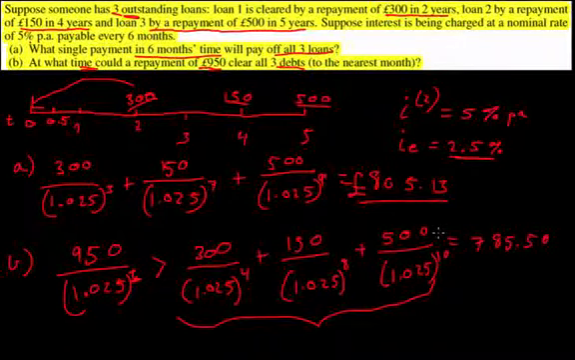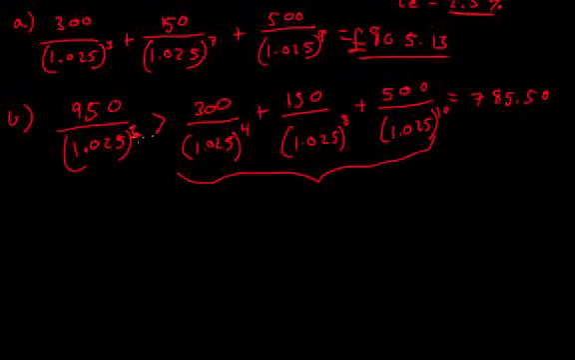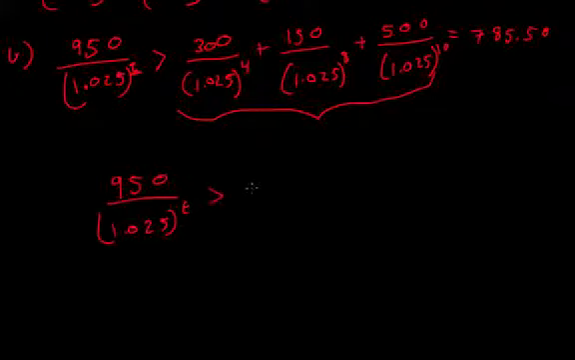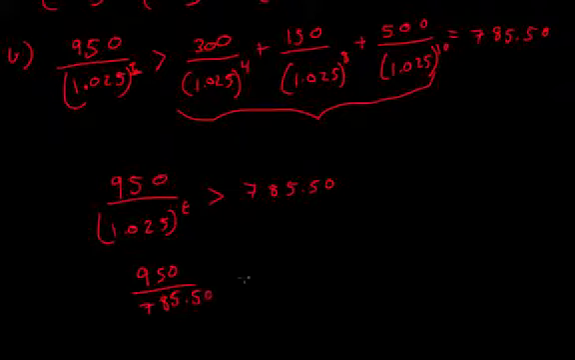So 785.5, and now we'll just find the value for t by solving for t. So we have 950 over 1.025 to the power of t being greater than 785.5. So now I'm going to multiply both sides by 1.025 to the power of t, and divide both sides by 785.50. So I'm actually going to get 950 over 785.5 is greater than 1.025 to the power of t.